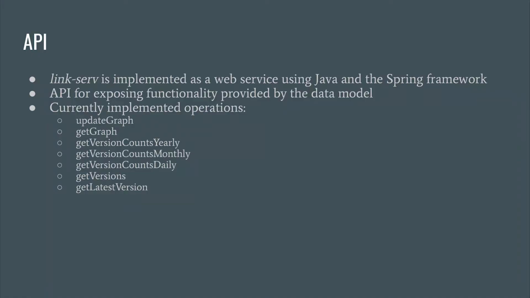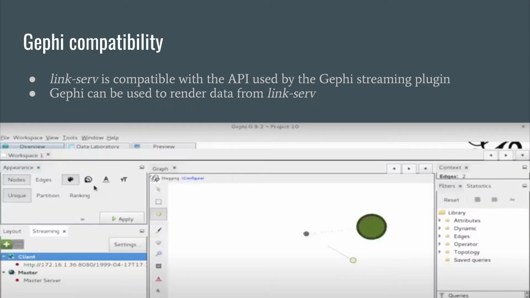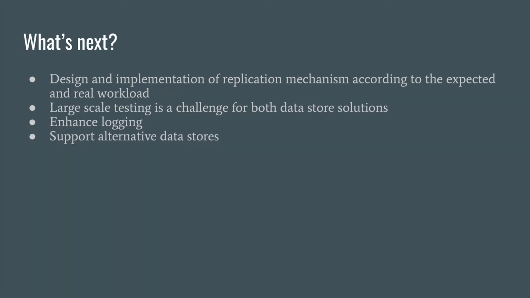LinkServe is implemented as a web service using Java and the Spring Boot framework. It also provides an API for exposing functionalities supported by the data schema. Moreover, LinkServe is compatible with the Gephi streaming plugin, which means Gephi can be used to render data from LinkServe. For the future, we are considering the design and implementation of a replication mechanism according to real and expected workload, as well as continuing API development. Large-scale testing is one of the most important points, along with enhancing logs. We are also looking at supporting alternative data sources.